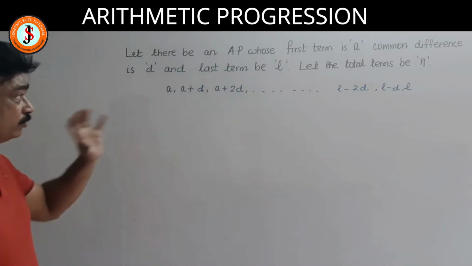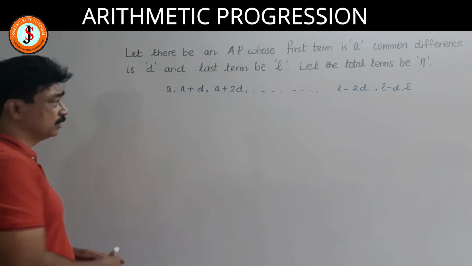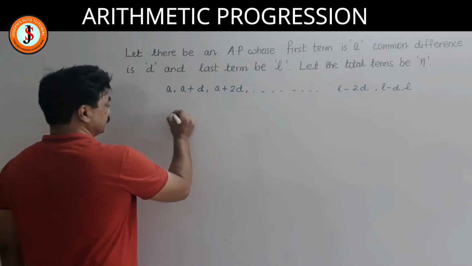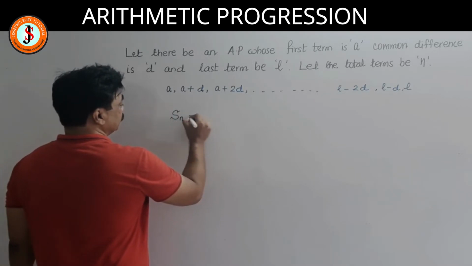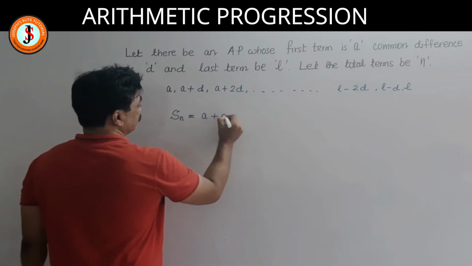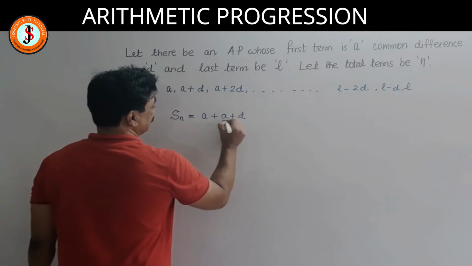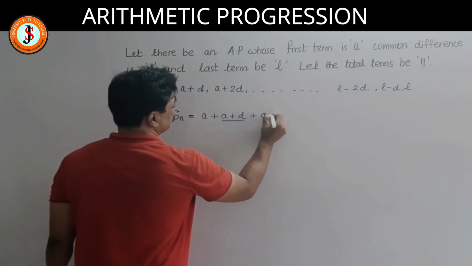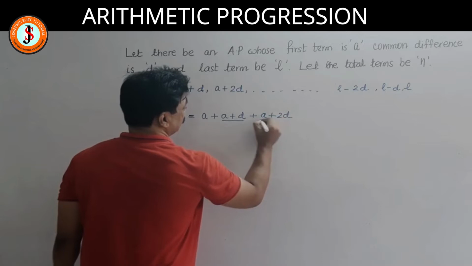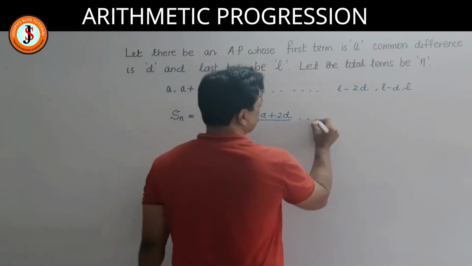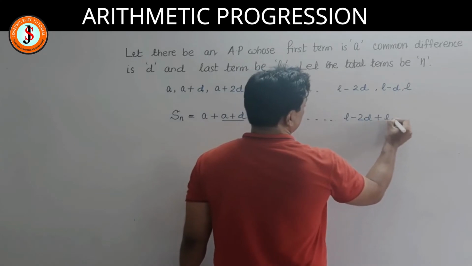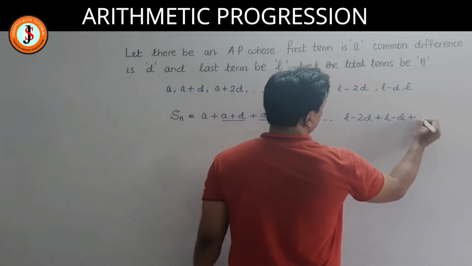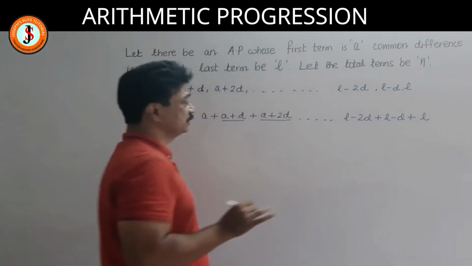Now, how do we find the sum? We add all these terms. So let the sum of n terms be Sn. What we have to do is just add A plus D, this will be the second term, A plus 2D third term, and so on, and it will go till the last, that means L minus 2D plus L minus D plus L. So this is the case.